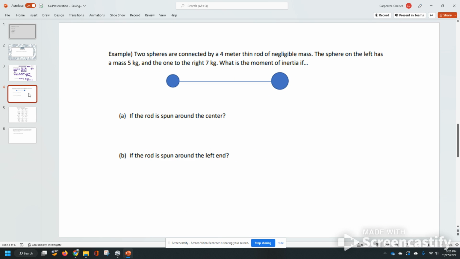So let's do an example. We've got two spheres, which we're going to consider point masses, connected by a 4-meter long thin rod of negligible mass. That means we get to ignore the mass of the rod. The sphere on the left has a mass of 5 kilograms, and the one on the right has a mass of 7 kilograms. Let's figure out the moment of inertia if the rod is spun about the center. We're spinning about this axis right here. And then if we spin around the left end, this will be our axis for part B.